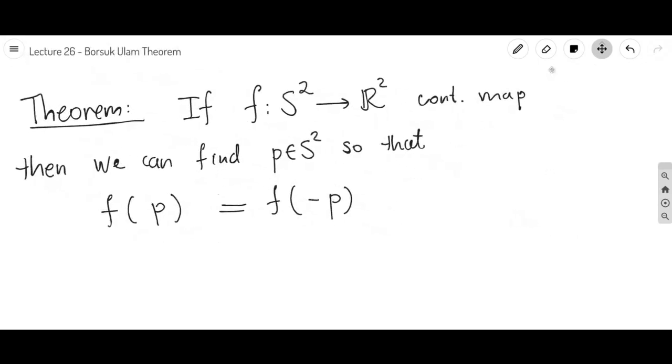So what this is basically saying, to draw a picture, is that if you have your sphere and you have your plane and you have some kind of mapping, you have some way to map that sphere to the plane, then you can find the point so that the point and the negative of the point get mapped to the same location.